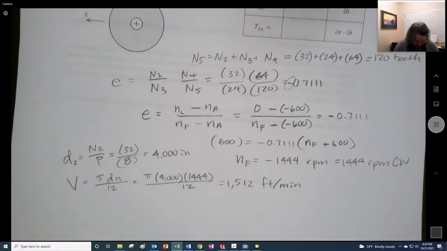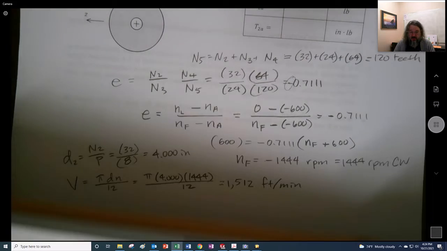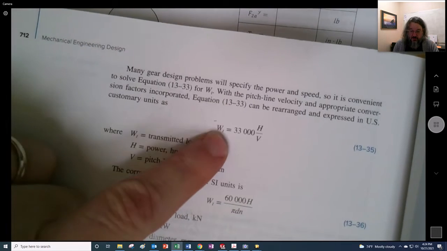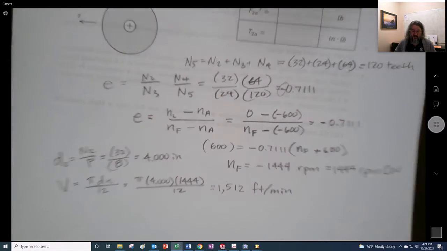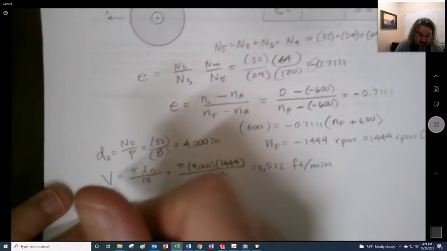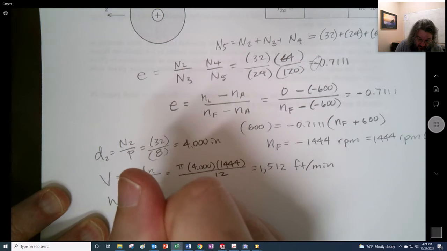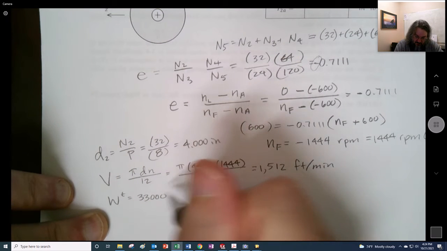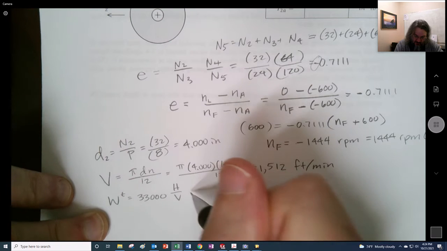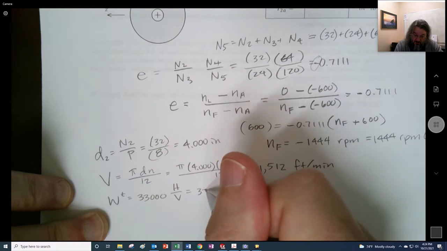And now we want to get what the transmitted force is going to be. There's a couple different places to find that, but here we go. We're going to do this one right here, get the transmitted force from the power and that pitch line velocity. So we'll call it WT for right now, and have our 33,000 H over V, or 33,000.